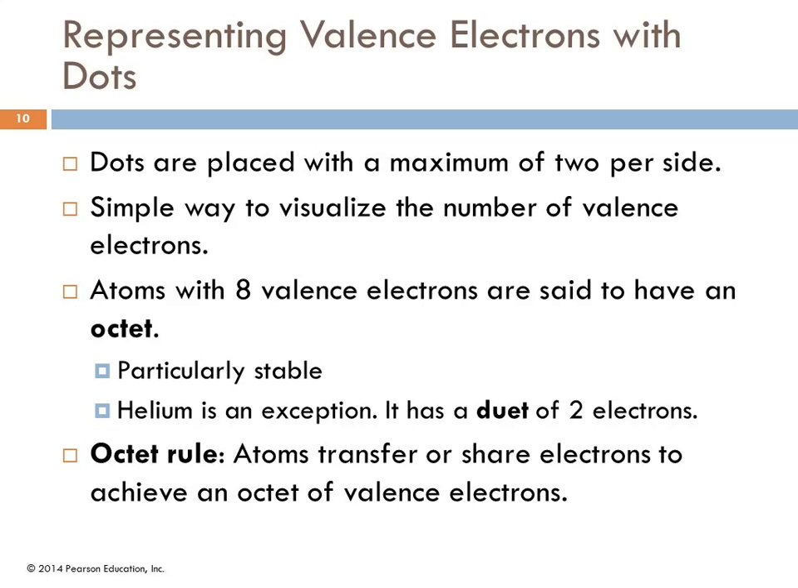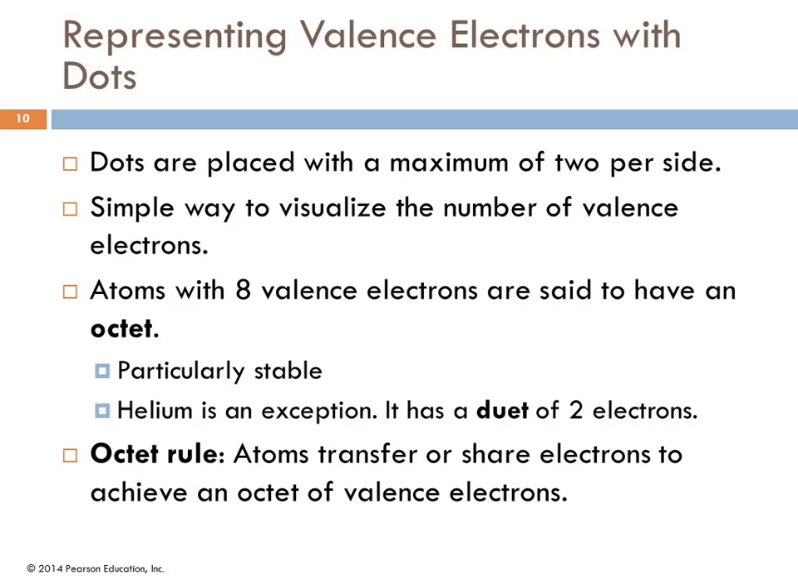When we look at Lewis symbols, because we've got 2 on the top, 2 on the bottom, 2 on the right, 2 on the left, we can very quickly see, does this atom have 8 valence electrons or not? We call 8 valence electrons an octet, just like 8 people singing together is an octet. Octets are particularly stable. We've looked at the electron configurations and how the noble gases have 8 valence electrons. This is a low potential energy situation.